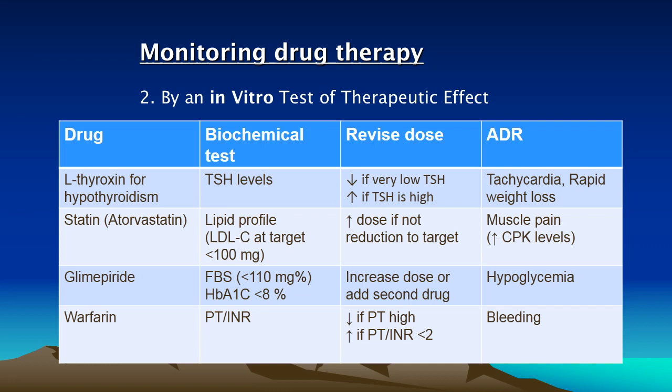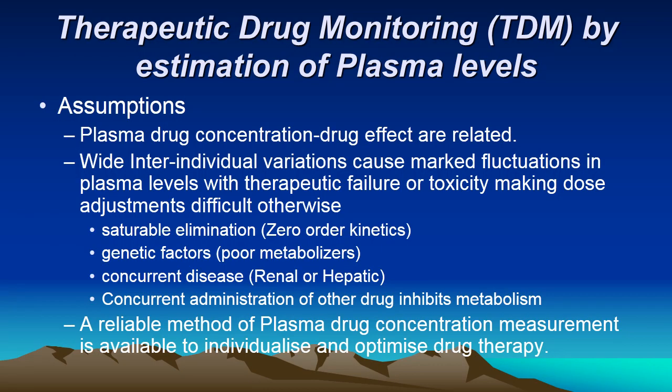Glimepiride is an anti-diabetic drug whose excessive doses may cause hypoglycemia. Therefore, target level can be achieved by estimation of hemoglobin A1C 3 monthly or fasting blood sugar regularly, such as home glucose monitoring. Warfarin dose is regulated, as I told you earlier, by prothrombin time INR ratio. Any ratio less than 2 requires a dose adjustment.